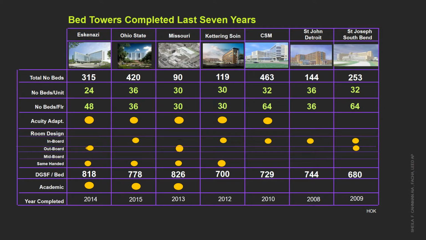We also discussed that we wanted to look at the amount of patient beds per unit and the amount of units per floor. Here are some examples over the last 7 years of bed towers. You can see there's several that are listed that are academic medical centers that tend to have smaller units and also a larger amount of departmental gross square feet per bed. But typically what we'll see is somewhere between 24 to 36 beds per unit, and then the multiples of that per floor. So sometimes you'll see 48 beds, which would be two 24-bed units, 64 beds, 32-bed units twice over. Not much more than that because of the footprint of the units.